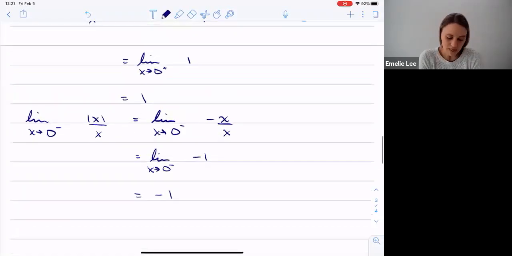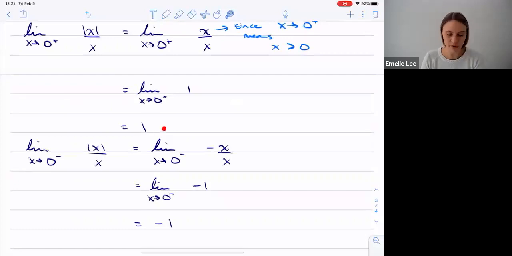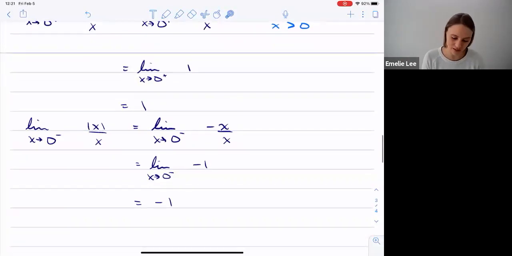So now we can see, and we've shown mathematically, that the right-hand limit does not equal the left-hand limit. Usually we say it the other way, but it doesn't matter. These one-sided limits are not the same. So then we can conclude that the limit does not exist.